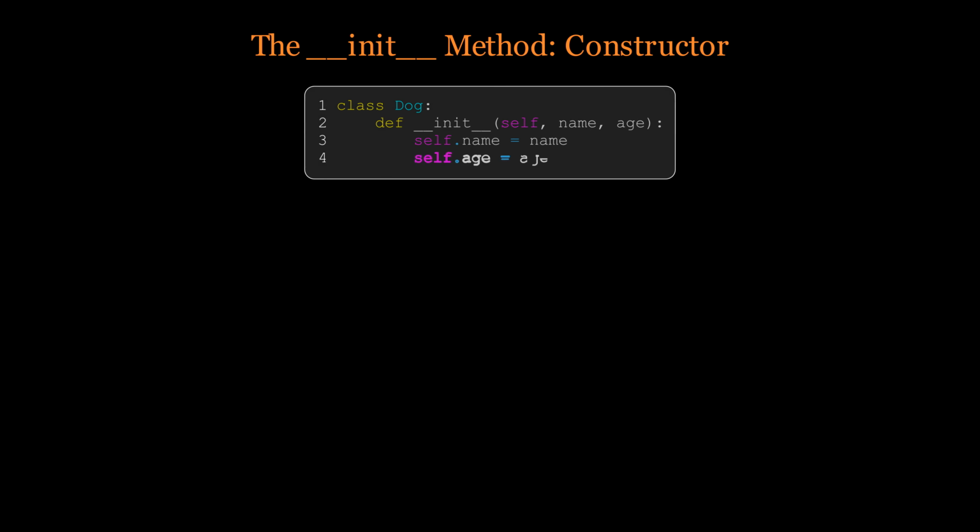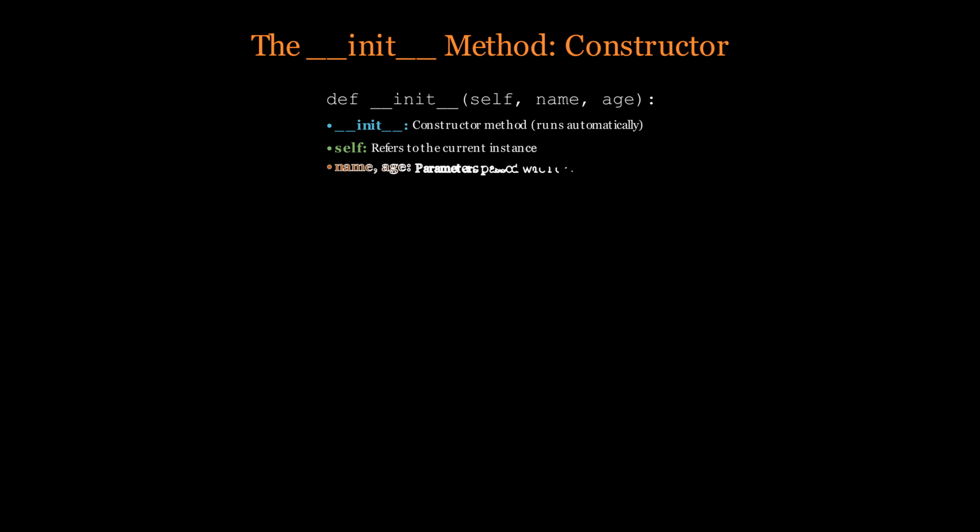Let's break this down. The __init__ method takes parameters. The first parameter is always self, which refers to the instance being created. Then we have name and age, which are values we want to pass when creating a dog. __init__ with double underscores is the constructor method. It runs automatically when you create an object. Self represents the specific instance being created. Name and age are parameters you provide when creating the dog. These let you customize each dog object.